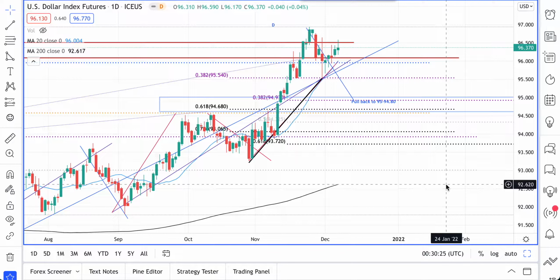Today we'll take a look at the dollar index, Euro USD, and also gold.